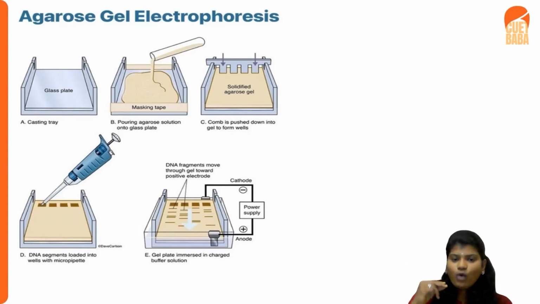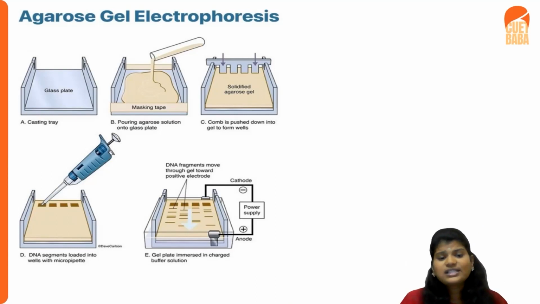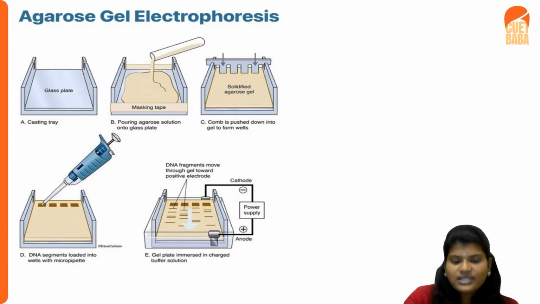Now the voltage has to be increased. After the electrical field is supplied, the molecules will start moving and separating. If the molecular weight is higher, the molecules will deposit near the well itself. If it is a very small molecular weight, it will move throughout the gel. You can see it in the diagram. After the separation, it will look like a ladder.